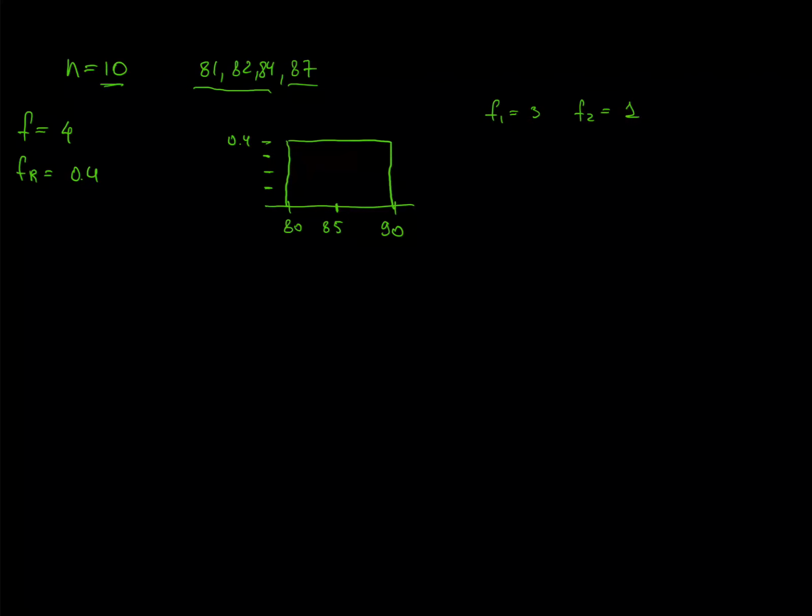So we can make a new drawing here. We have 80, 85, and 90. So this is 0.1, 0.2, 0.3, and 0.4. Then this is the first bar, and this is the second bar. You can see that the height of both bars is getting smaller compared to the original one. Why? Well, because we have smaller bins.